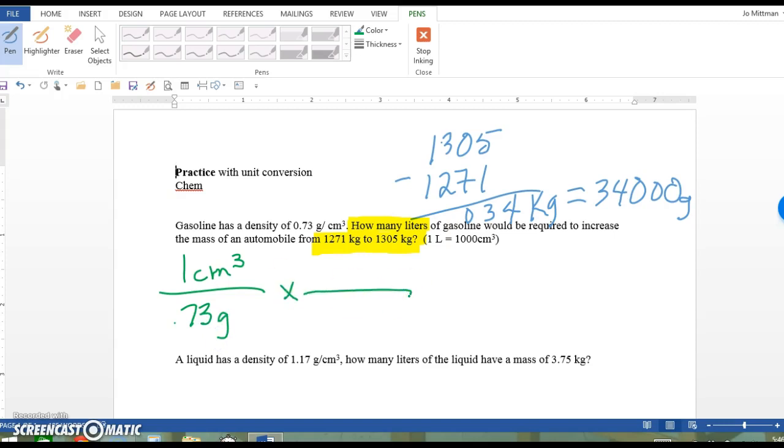You can choose to go either way. I can choose to cancel grams. I can choose to cancel centimeters cubed and get it to liters. Right now, if I were to stop and do the math, I would have liters per gram, and I don't want liters per gram. And again, we have the same numbers, different order, but we still get the same result.